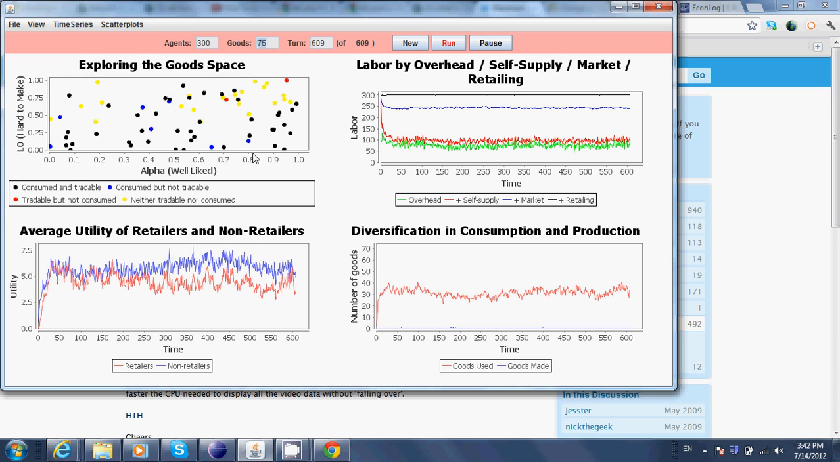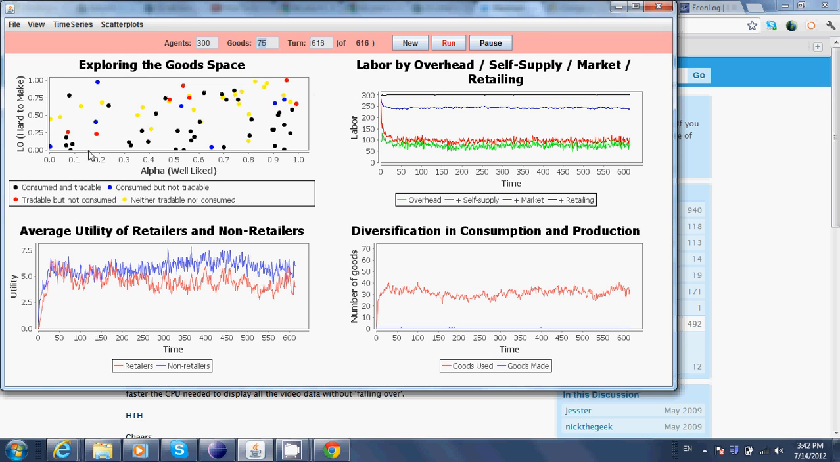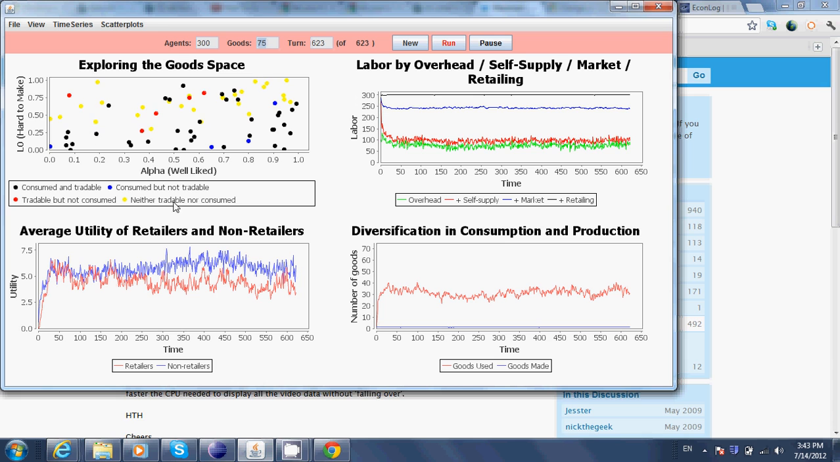Generally speaking, black represents active industries: there's retailers, trading, there's people consuming. Blue is goods that people are consuming, but they're just self-supplying them. There's no retailers who provide these. Red represents goods that are tradable. There's retailers who are trying to supply them, but nobody's consuming them at the moment. So they're probably trying to get into the business, but not succeeding. And then the yellow represents goods that are neither being traded nor being consumed.